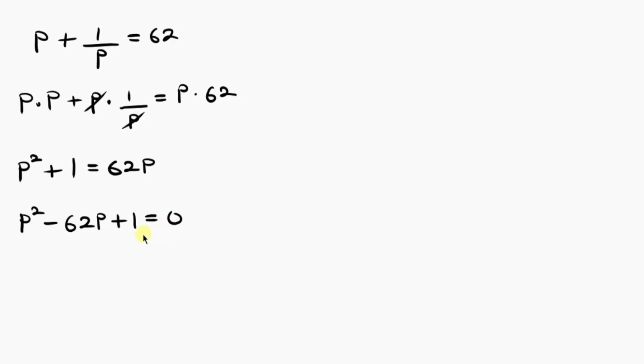Now this is a quadratic equation. And if you look at this quadratic equation properly, you notice that it cannot be factorized. And since it cannot be factorized, what do I do about it? I'm going to be using the general formula to solve that. So let's do that real quick. The general formula is, since I'm looking for p, p equal to negative b plus or minus the square root of b squared minus 4ac, divided by 2a.